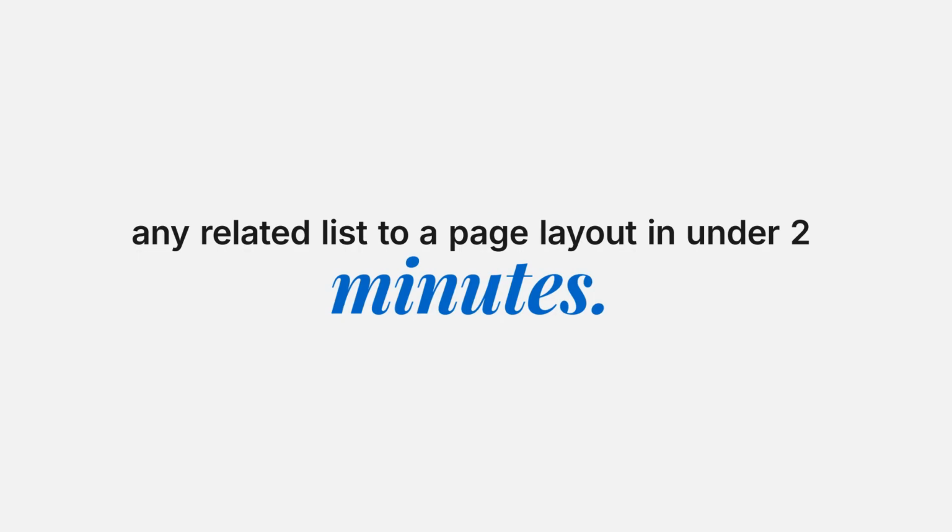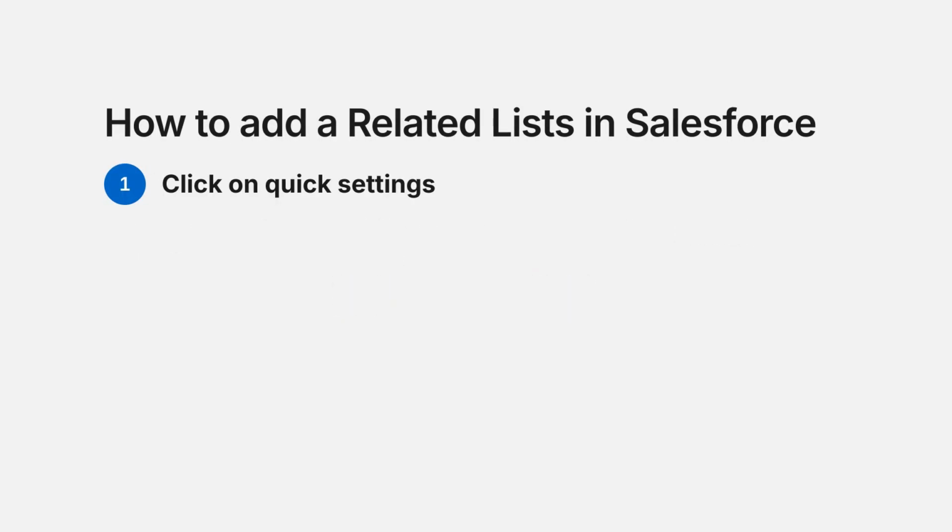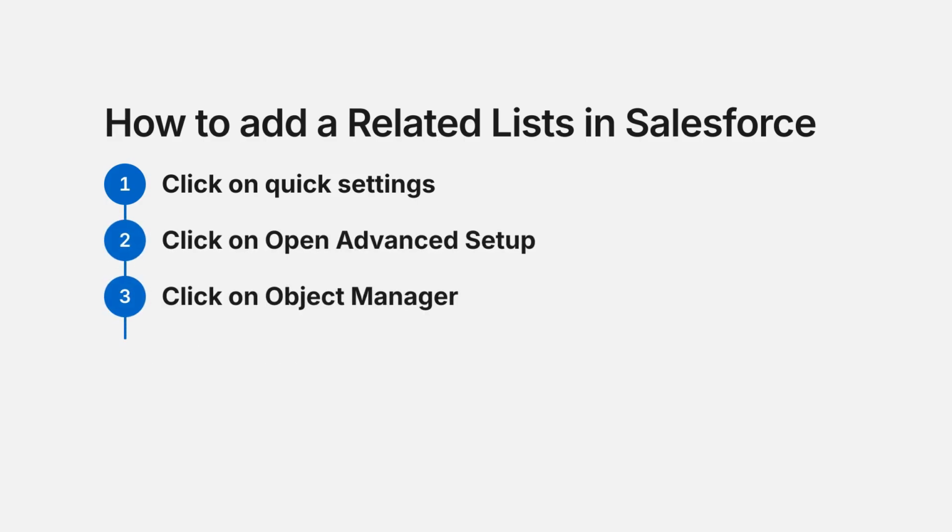Tired of hunting for related lists in Salesforce? Learn to add any related list to a page layout in under 2 minutes. First, we'll access the Setup menu. Then, navigate to Object Manager and Page Layouts. Finally, we'll drag and drop your desired related list.